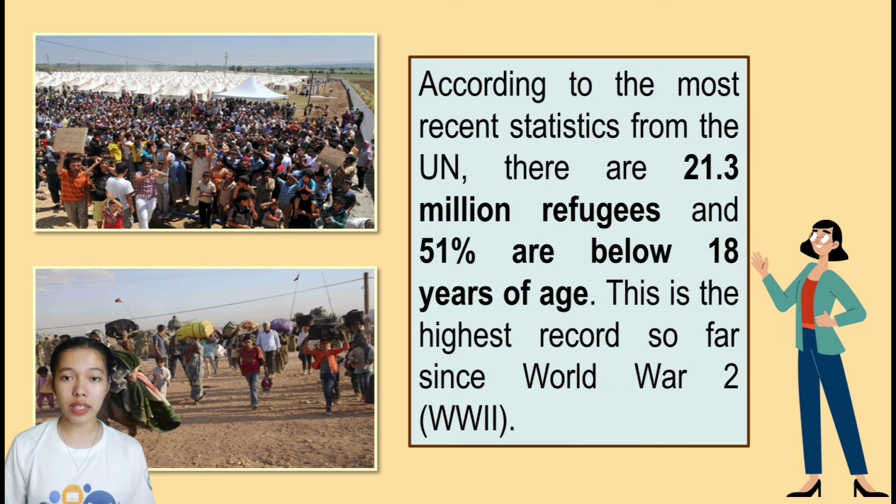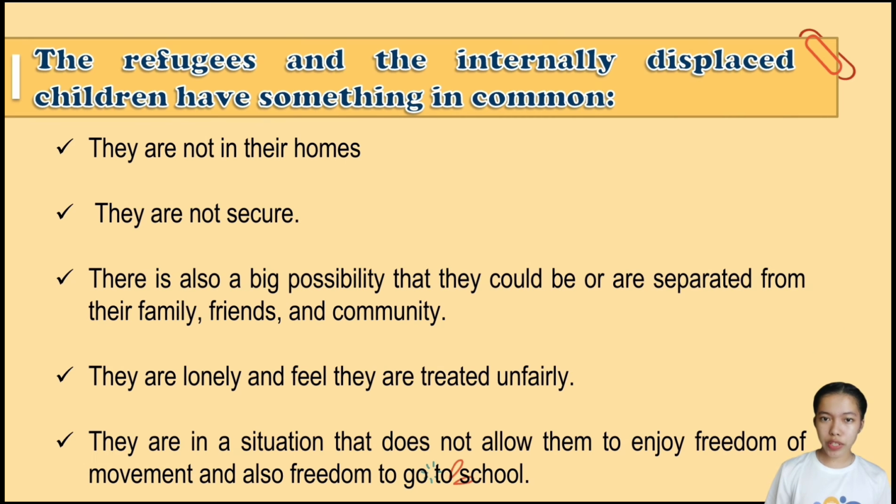According to the most recent statistics from the United Nations, there are 21.3 million refugees and 51% are below 18 years of age. So far, this is the highest record since World War II. The refugees and internally displaced children have things in common. First, they are not in their homes. Second, they are not secure. Third, there is also a big possibility that they are separated from their families, friends, and community. Fourth, they are lonely and feel they are treated unfairly.